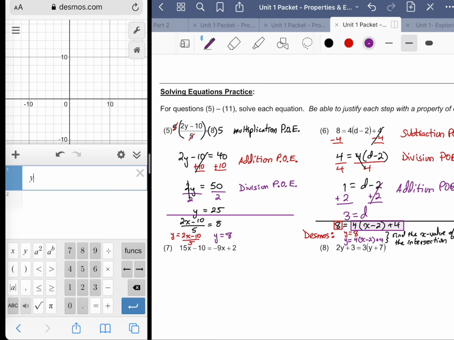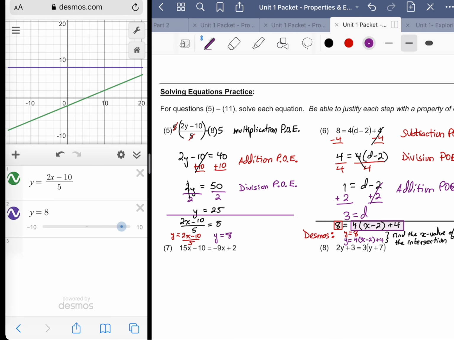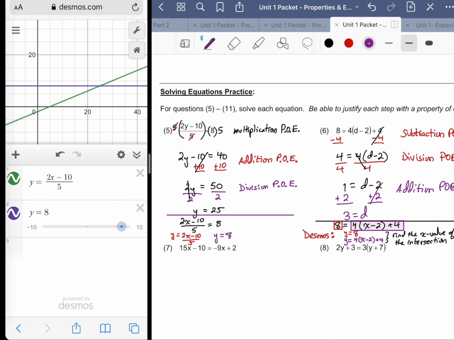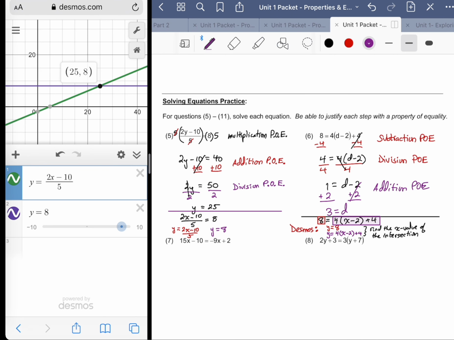So y equals, I'll put the fraction in first, type in 2x minus 10 over 5, and then y equals 8. I don't see a defined intersection on my screen here, but if I zoom out, there will be one. Tap on that intersection to show the gray dot. Tap on the gray dot to show the solution. The x value is your solution. All right, 25, just like we got algebraically. All right. So the Desmos approach, again, is very useful if you don't have to show any work.